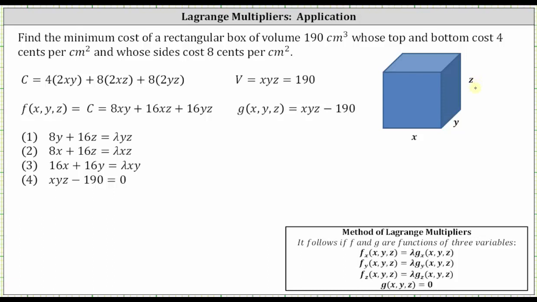To begin, we know the volume is equal to 190 cubic centimeters, and therefore V equals xyz equals 190. This is the constraint of the problem. And now let's set up the cost equation.